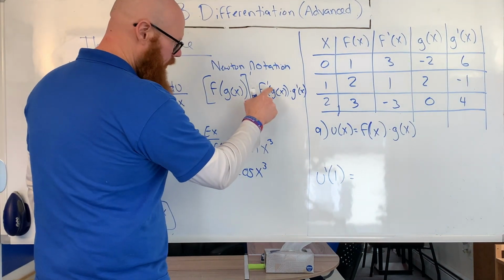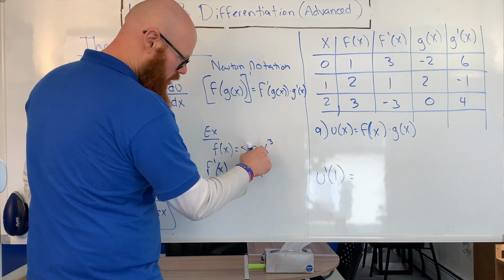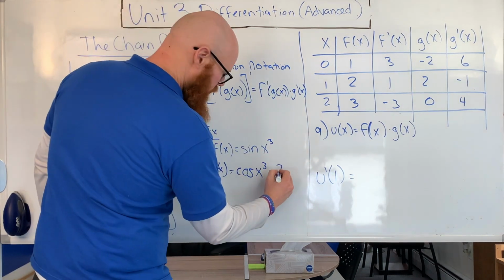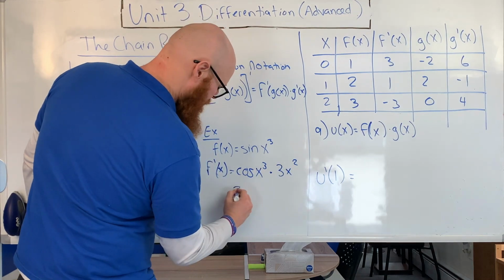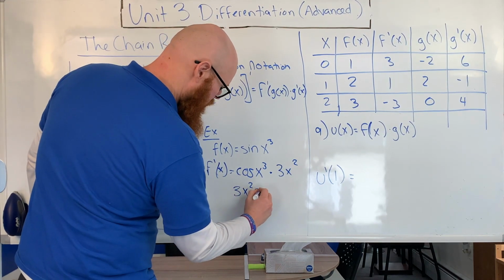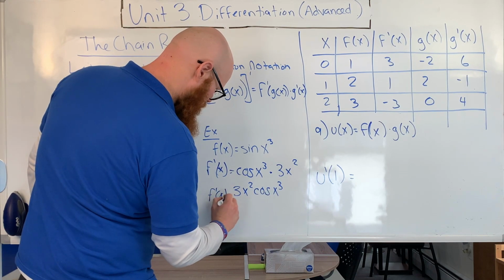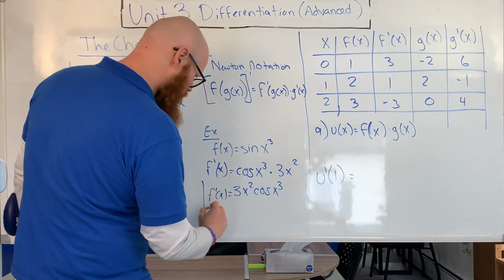Again, derivative, leave the inside function alone. Now multiply by the derivative of the inside function, which is 3x squared. And we could just write this as 3x squared cosine x cubed if you wanted to. All right, so that's how the chain rule works.